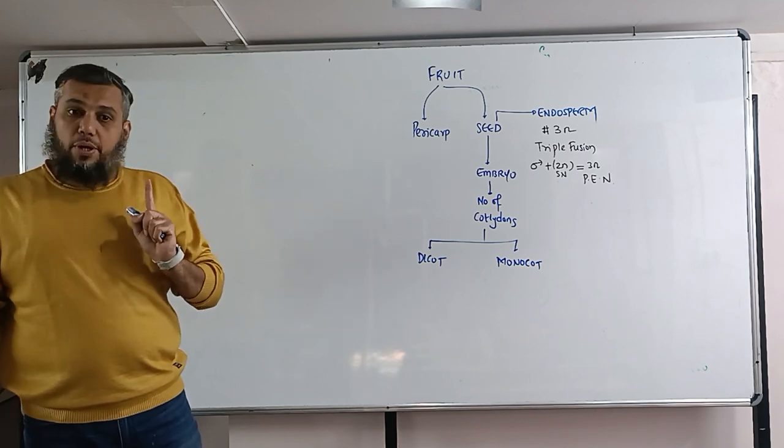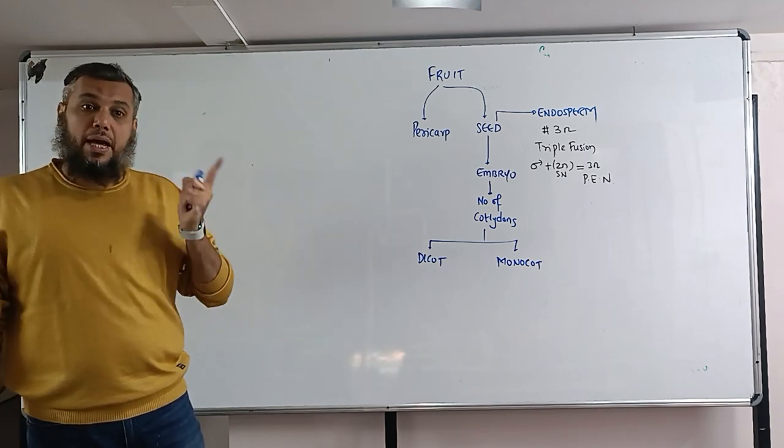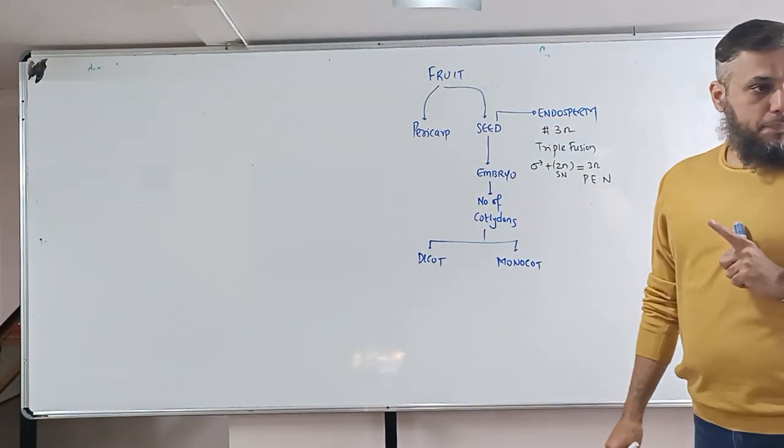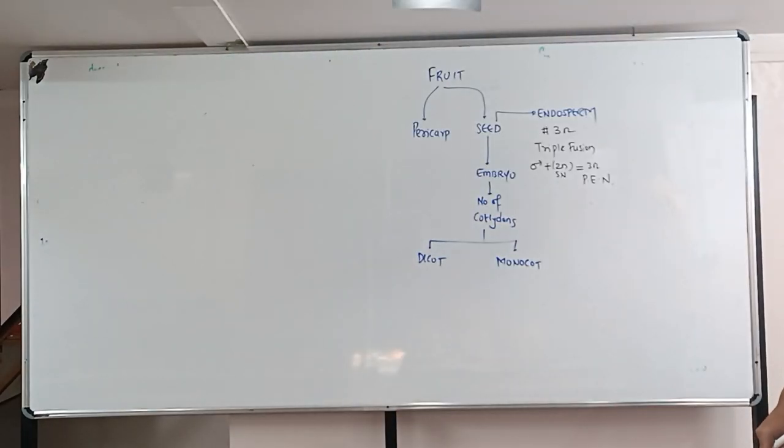In gymnosperm, it is always haploid. It is a part of the female gametophyte. In angiosperm, it is always triploid. Right? Gymno-haplo, here it is triplo. There it is a part of the female gametophyte generation. And here it is a product of double fertilization.